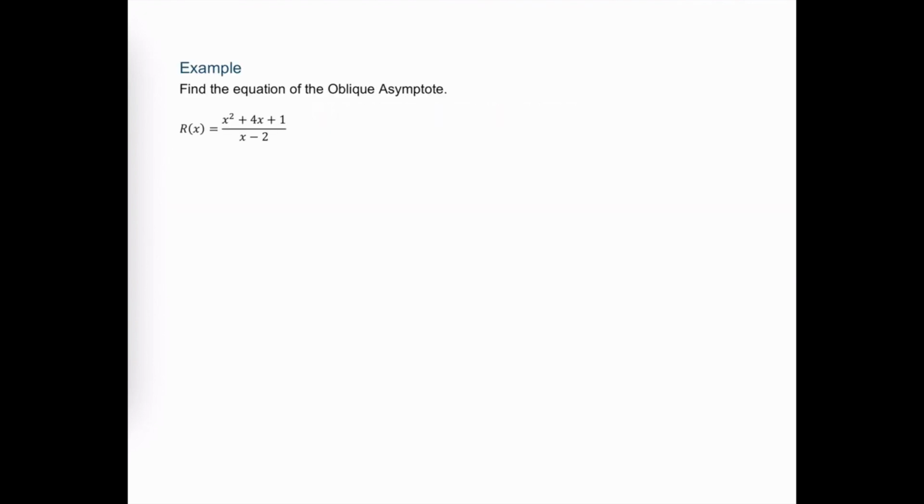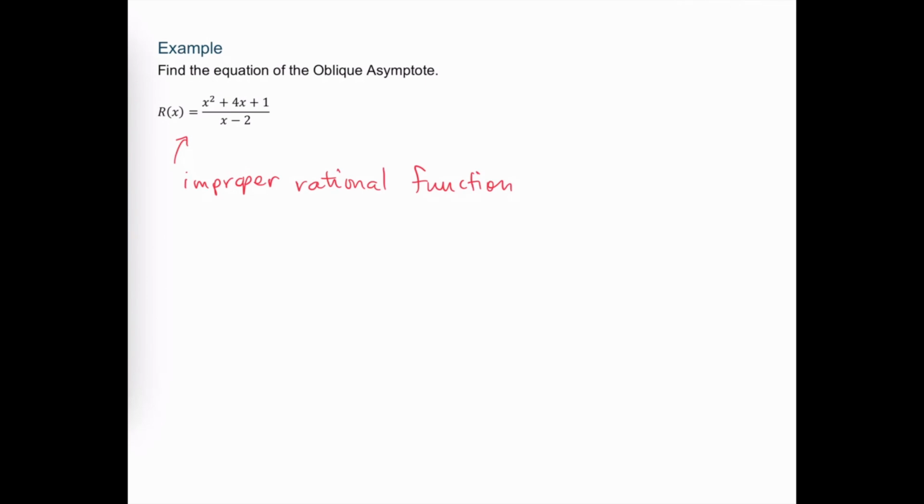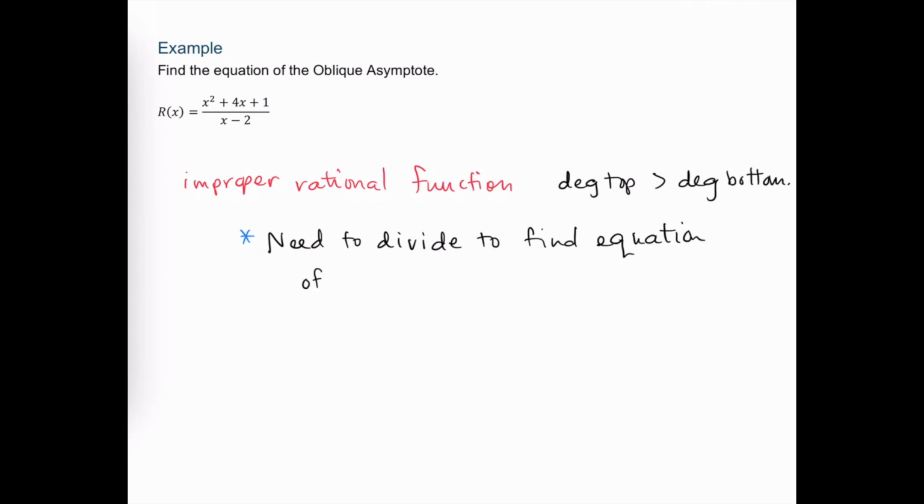Find the equation of the oblique asymptote, and let's notice that what we have here is an improper rational function because the degree of the top polynomial is greater than the degree of the bottom. Now, when that's the case, we need to divide to find the equation of the oblique asymptote. Remember, the top polynomial is the dividend and the bottom is the divisor. Since the divisor is linear, or a first-degree polynomial, we can actually use synthetic division.